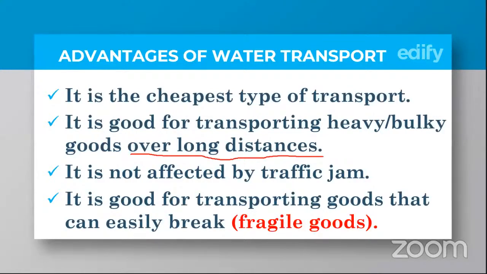Give me an example of fragile goods. Glasses. Vessels. Glasses are vessels. So we just have glass as an example. Nakato, don't look for any other one. Another one is here. Thank you, glass windows.